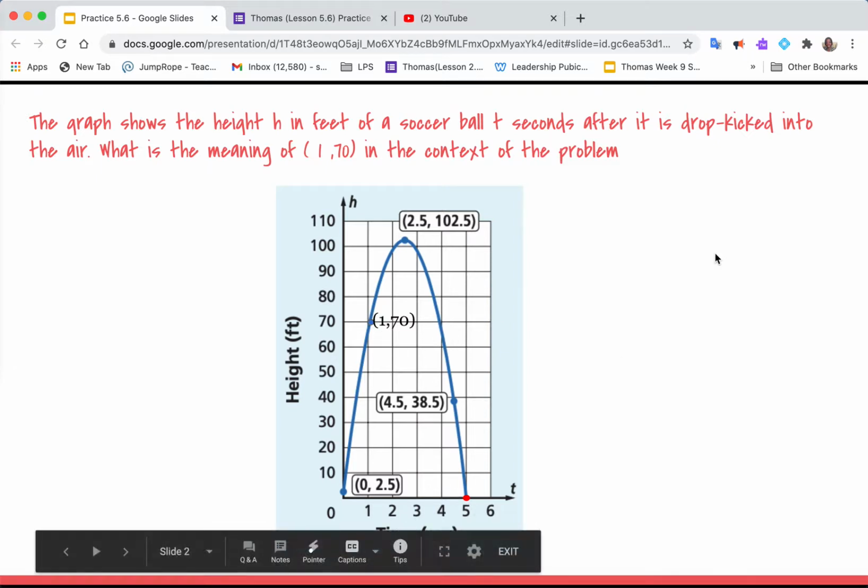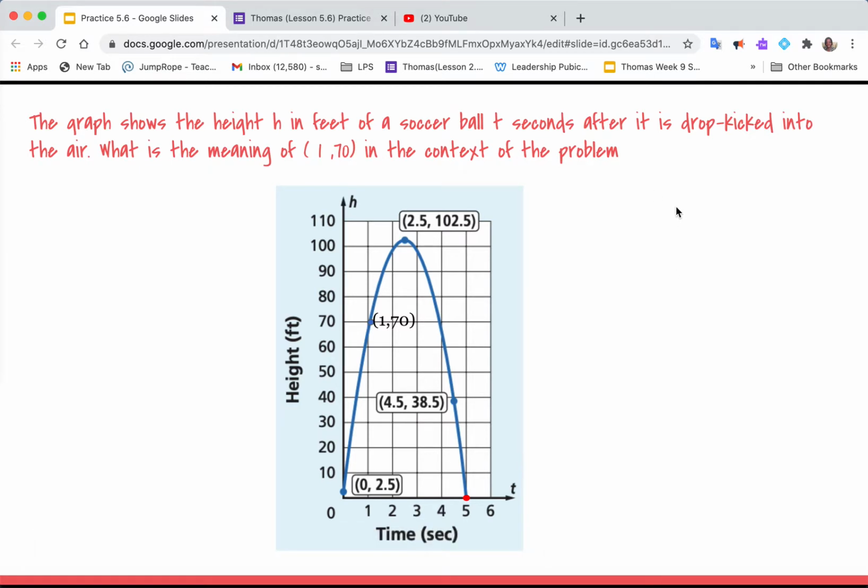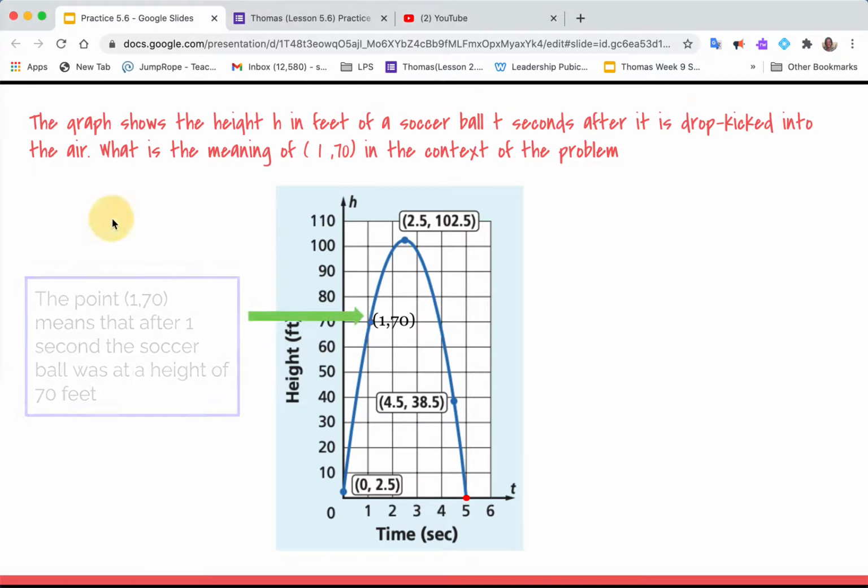When we look at the axes, we can see that time is measured on the x-axis and height is on the y-axis. And so for that point (1, 70), we know that our x is 1 and our y is 70. So that would mean that 1 second after the ball was kicked, it has a height of 70 feet. So that's what that means.